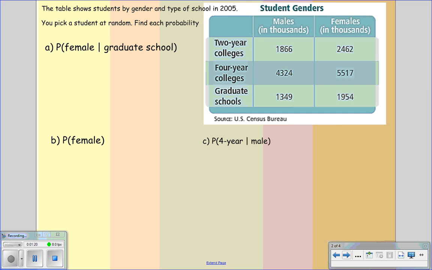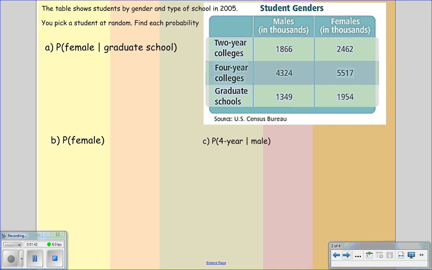Okay? The table shows students by gender and type of school in 2005. You pick a student at random, find each probability. Now, we've got to remember that probability for us, for experimental probability, is the number of times something occurs over the total number of times that event happened, or when we're looking for specific events over all of the events.